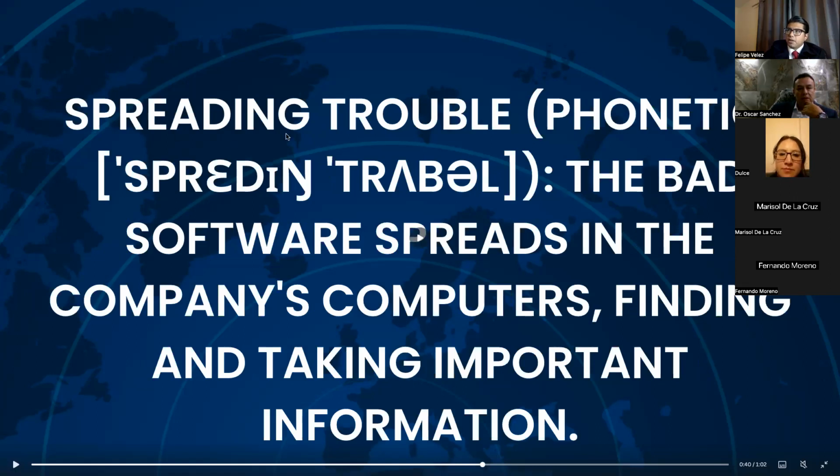Spreading trouble. Spread, esparcir. The bad software spreads. El software malo se extiende. Vean cómo empieza con esparcir y después otro sinónimo que es extender. The bad software spreads in the company's computers, finding and taking important information. Encontrando y tomando información importante.